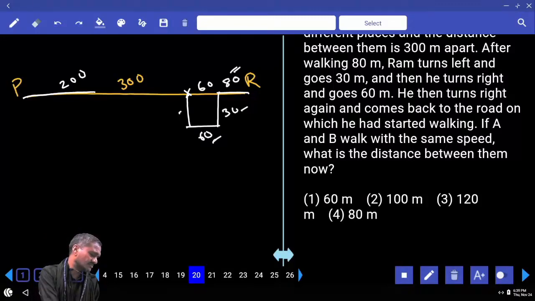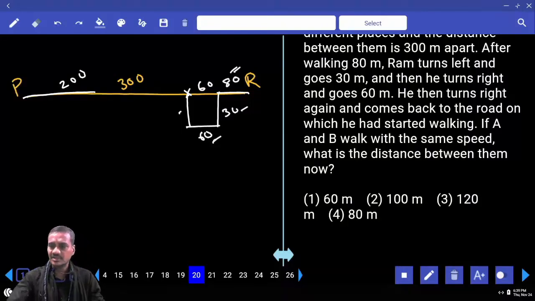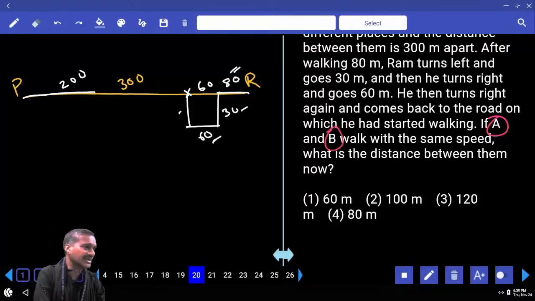Now Pranav and Ram started moving towards each other from two different places and the distance between them is 300. After walking 80 meters, Ram turns left and goes 30 meters, again turns right and goes 60. And he then turns right and comes back to the starting. If A and B walk with the same speed, what is the distance between them? Now there is some error in the question itself. Now this A and B, we need to identify who they are. Then A and B with the same speed, 140 plus 140, 280. 80 plus 60 is 140. The rest is not needed here.